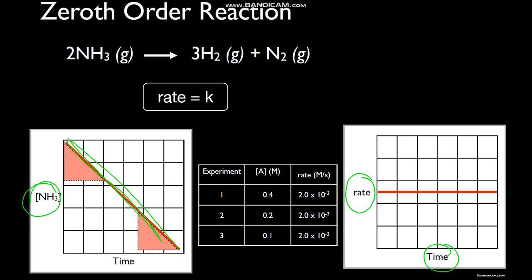And if you ever looked at this in a little table like this, I really liked this slide, which is why I want to show it to you. No matter what the concentration is of your reactant, your rate is always going to be exactly the same. In this particular case, 2.0 times 10 to the negative third molarity per second. It's not going to change. It's going to disappear at the same rate over time. And this is a particular instance where that does happen.